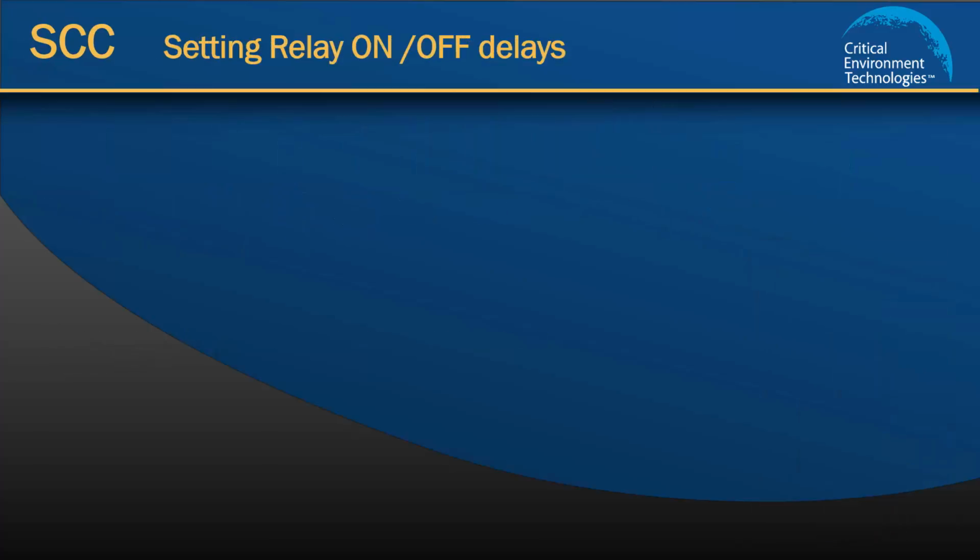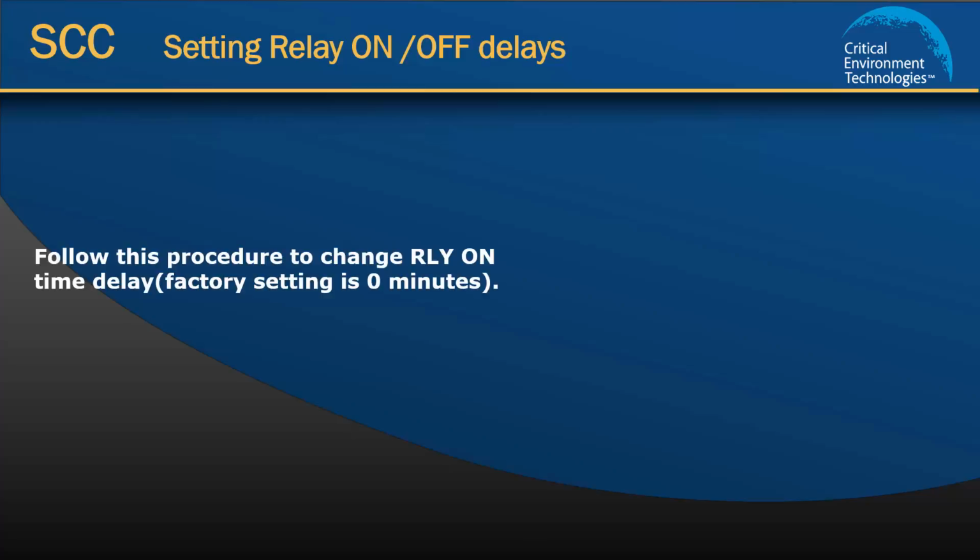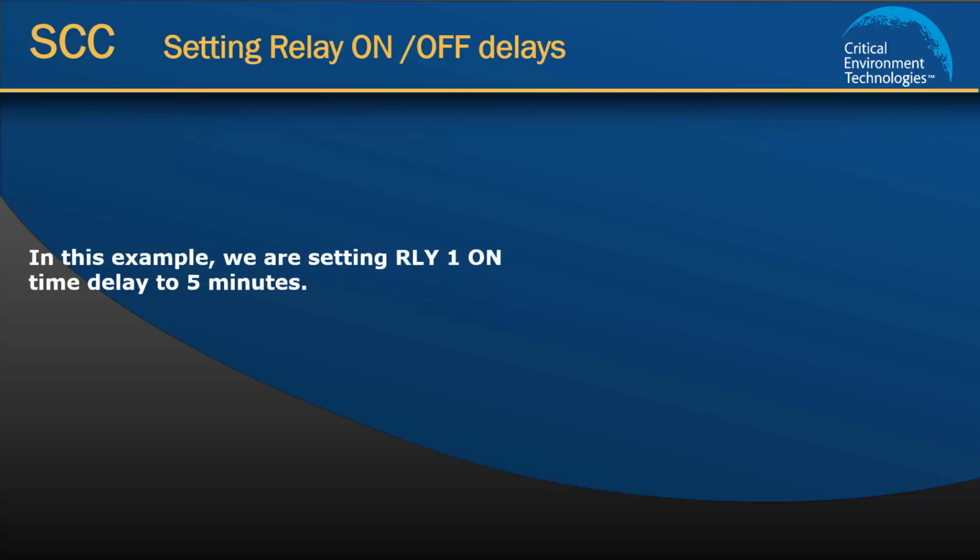Setting relay on-off delays. The SCC has configurable on and off delays for each relay. Each relay is local to the relay and independent of the tripping channel. The factory default on-off delay setting for each relay is 0 minutes. In this exercise, we are going to set relay 1 on-time delay to 5 minutes.